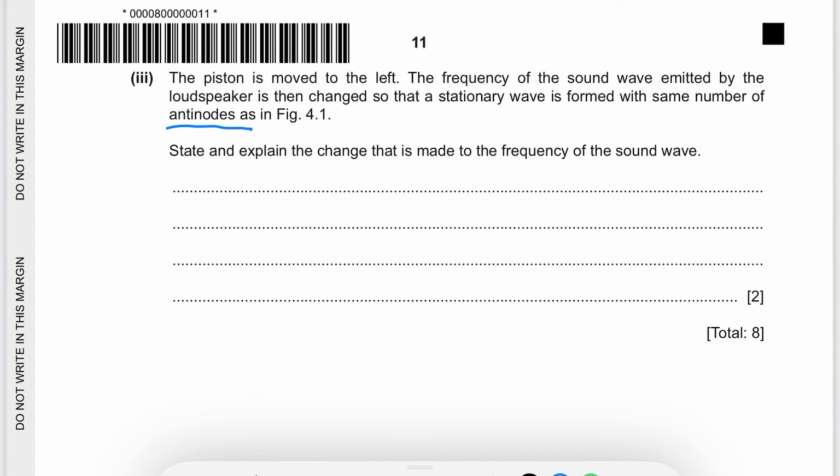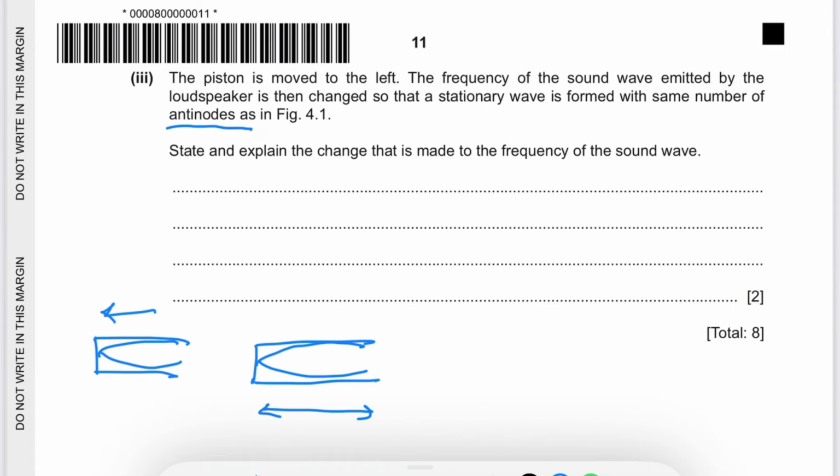State and explain the change that is made to the frequency of the sound wave. Okay, so here's your air column, and if the piston moves to the left hand side, that means there's going to be more space which will allow this first harmonic to extend. In other words, this length is going to extend, and therefore the wavelength will increase for the first harmonic. And since wavelength is inversely proportional to the frequency, that means the frequency is going to decrease here.